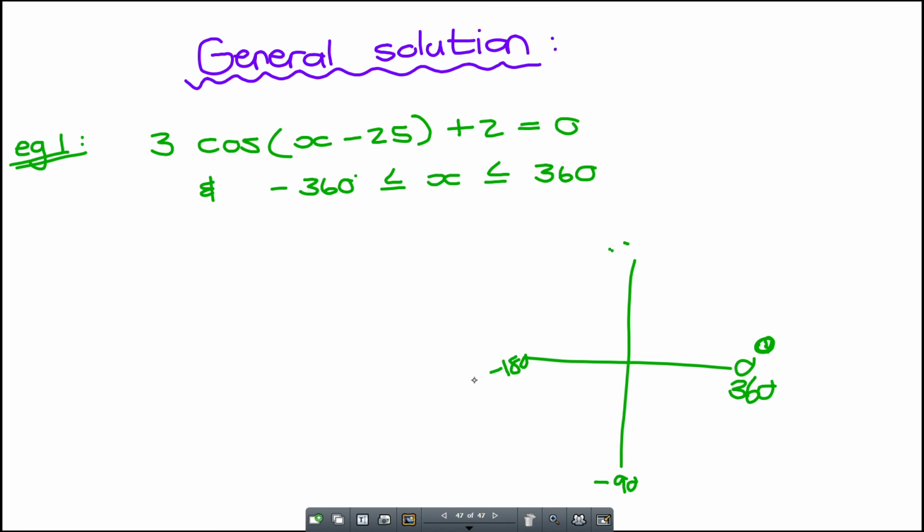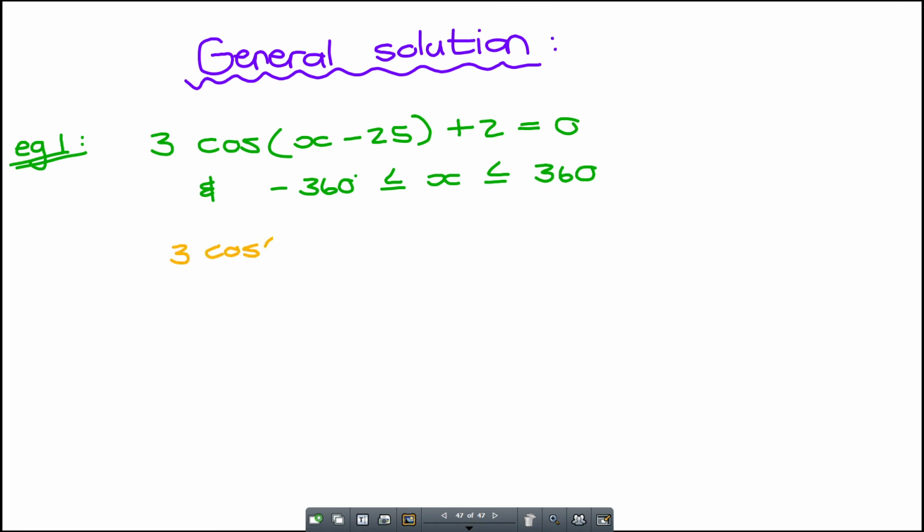Okay. But the first thing, before we can even try and get those angles, I first got to decide in which quadrants we're going to work. So 3 cos x minus 25, and now that plus 2, I'm going to take that to the other side. So now I'm going to make it equal to minus 2. Okay? Now we get rid of this 3. So I'm going to say cos x minus 25 will then be minus 2 over 3.